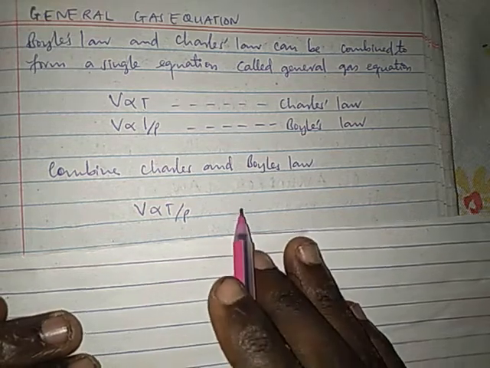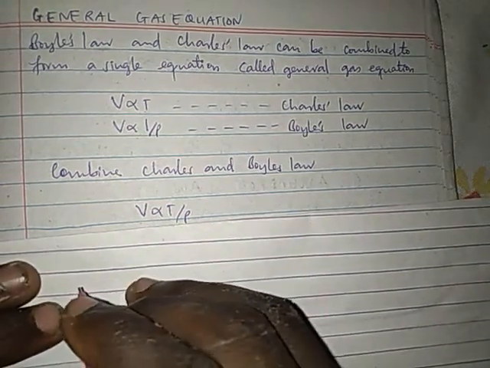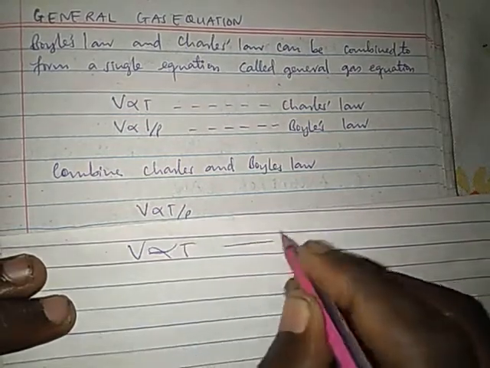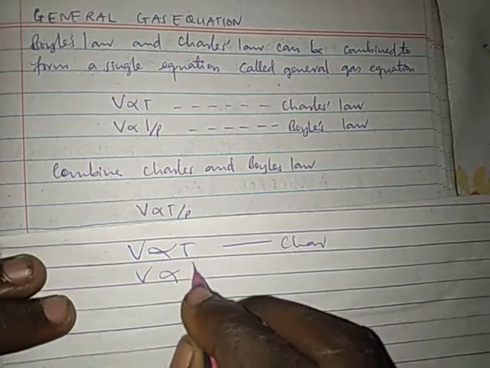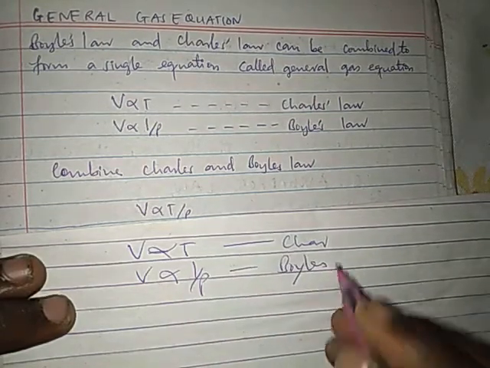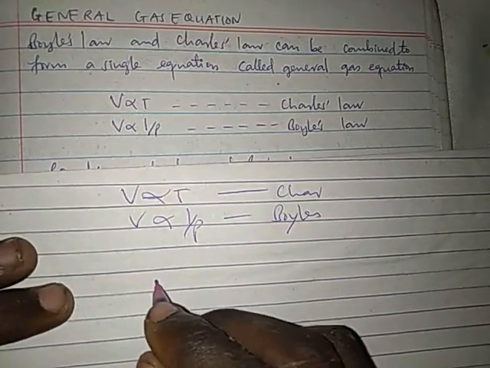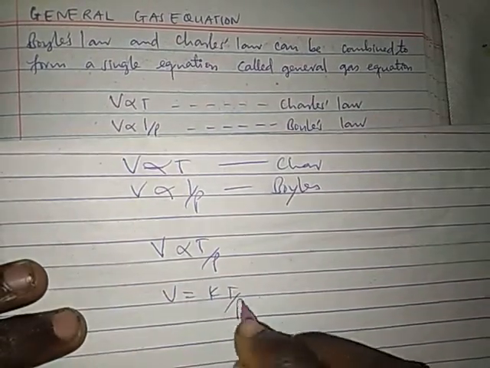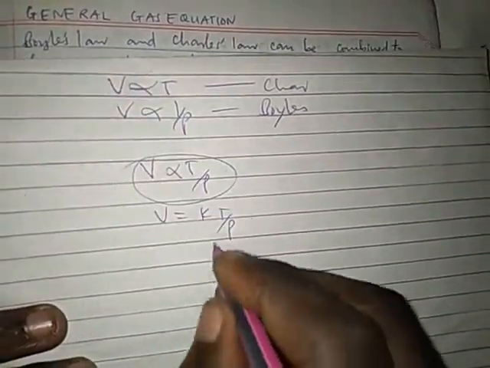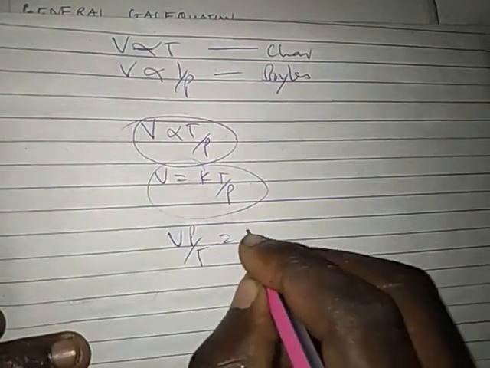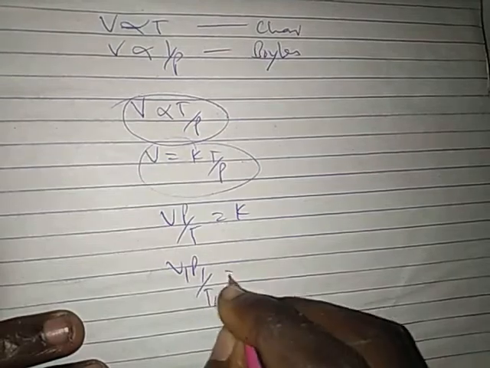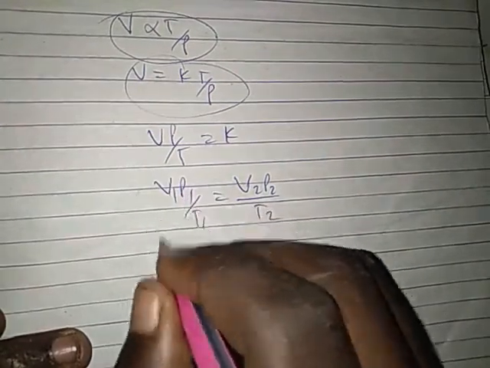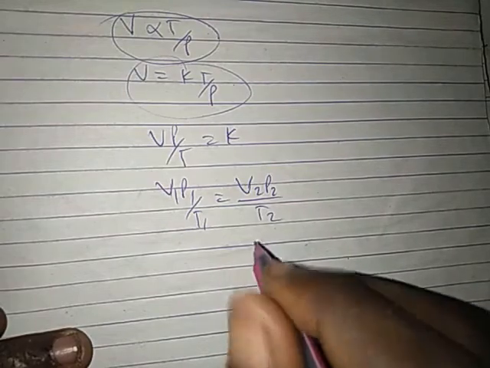For example, as we know, we are combining the two gas laws as we did in Amoton's law. Volume is directly proportional to temperature, which is Charles's law, and volume is inversely proportional to pressure, which is Boyle's law. As we did in Amoton's law, volume will be directly proportional to temperature and inversely proportional to pressure. So we end up with V equal to constant K T over P. Removing the proportionality sign, we get this equation. Then V P divided by T is equal to K. V1 P1 divided by T1 is equal to V2 P2 divided by T2.